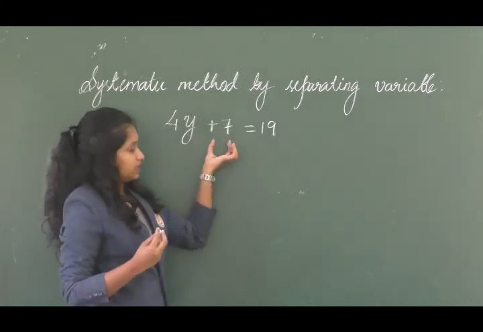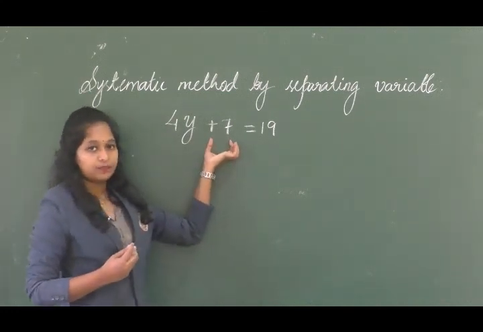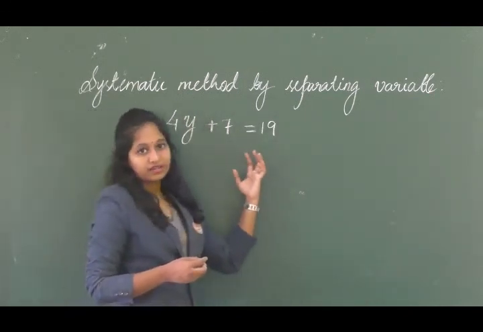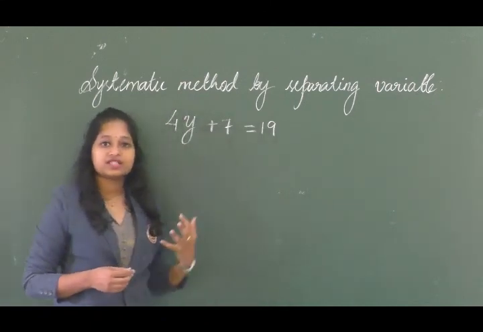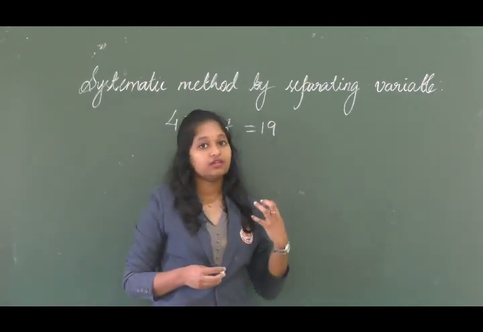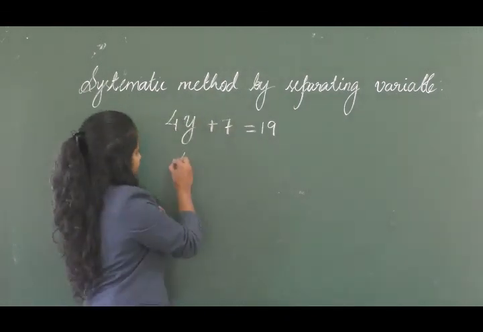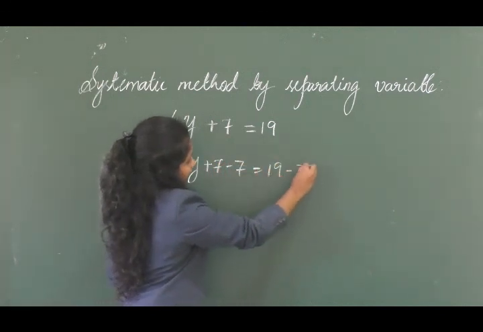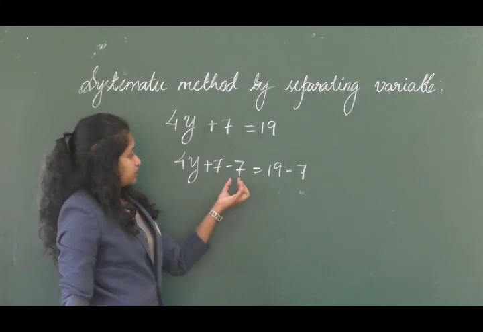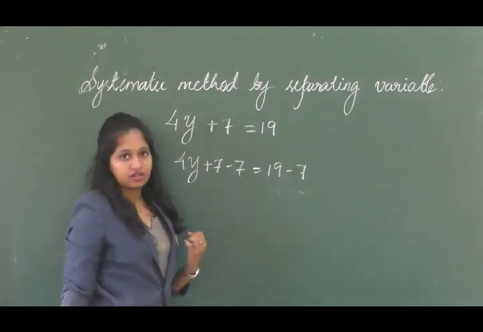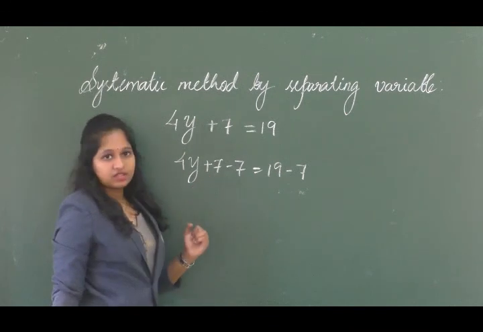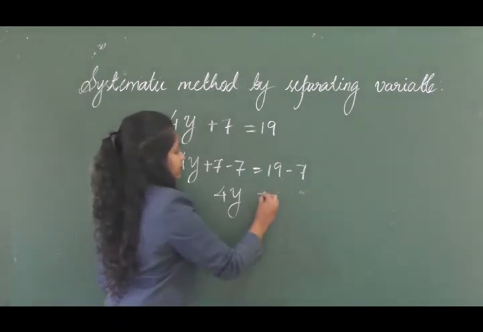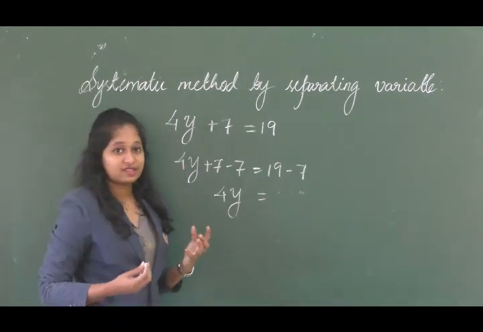So here I have plus 7, isn't it? Now how to cancel the 7? We have to subtract 7. That means plus 7 minus 7 becomes 0. So we can cancel this. So subtract 7 from both the sides. Okay? Subtract 7 from LHS and RHS. So 7 minus 7 is 0. So we get 4y alone here. And what is 19 minus 7? Yes, 12.